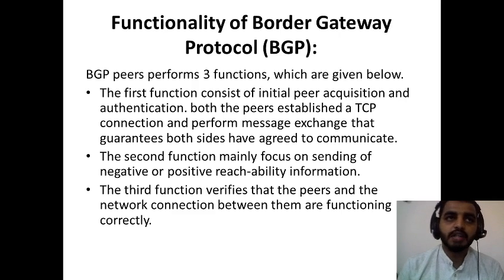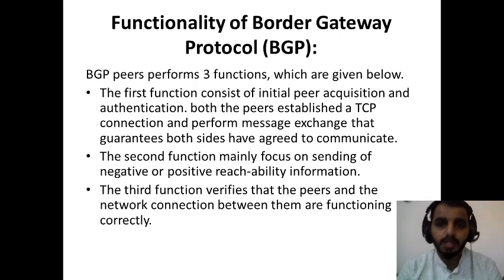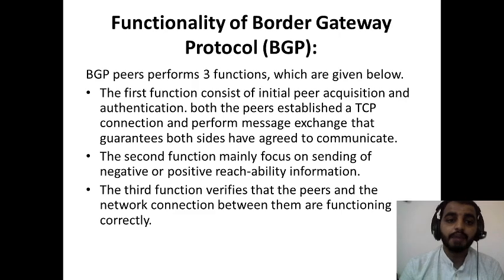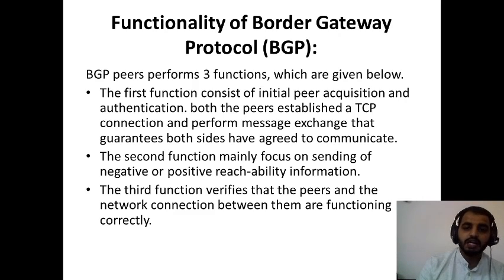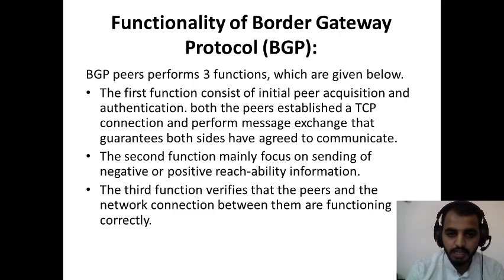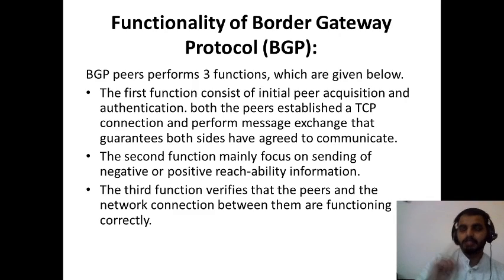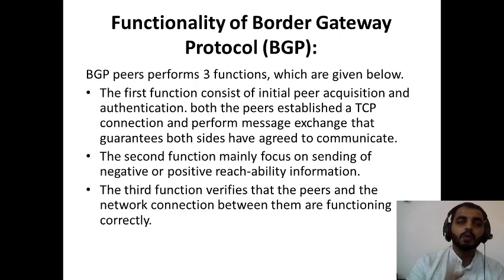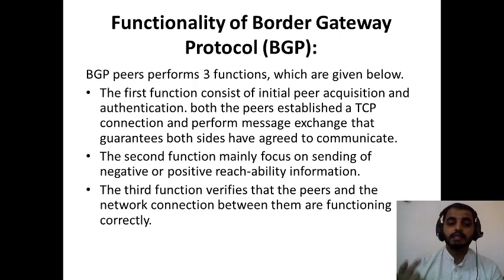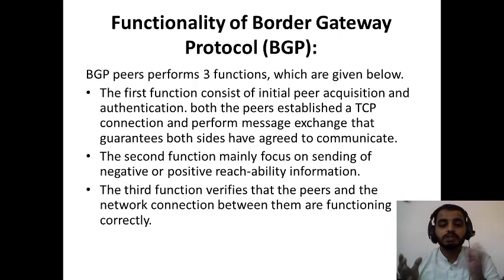What are the functionalities? There are three major functionalities with reference to border gateway protocol. The first function consists of initial peer acquisition and authentication. It means the first instance we will be saying hello to one another. Both peers establish a TCP connection and perform message exchange that guarantees both sides have agreed to communicate.